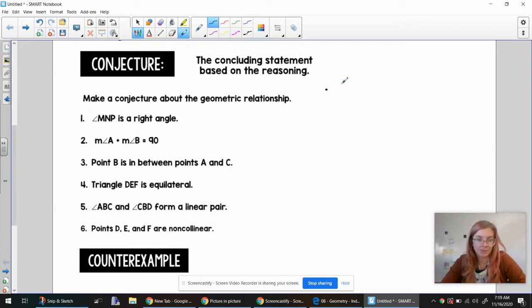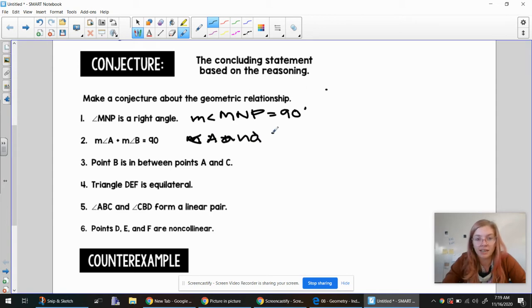If I have angle MNP as a right angle, the conjecture, the concluding statement I can make, is that the measure of angle MNP is 90 degrees. If the measure of angle A plus the measure of angle B is 90, I can conclude that angle A and angle B are complementary. Go ahead, pause the video, see if you can come up with the rest of the conjectures.